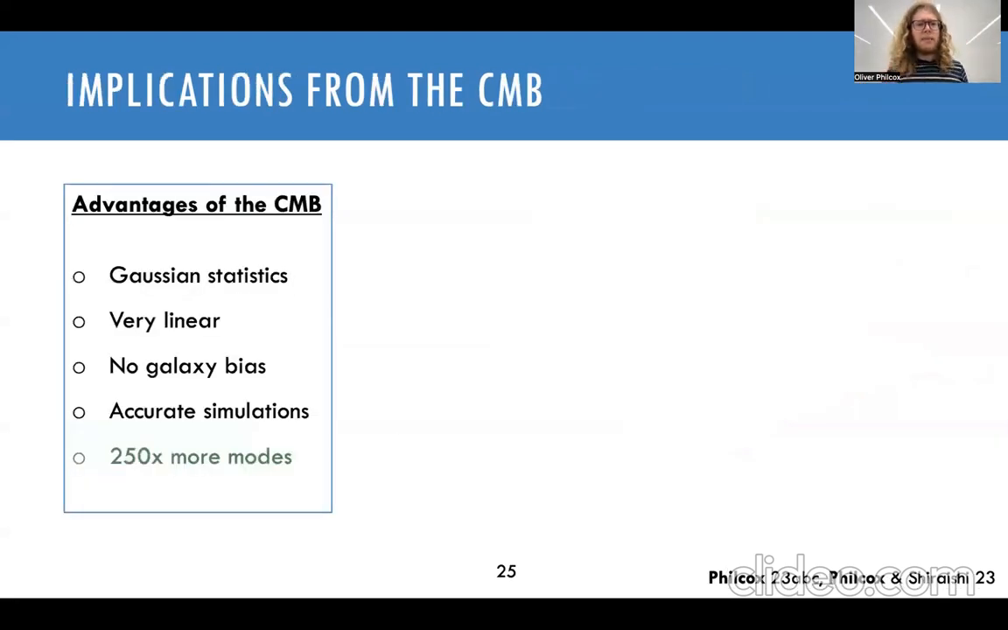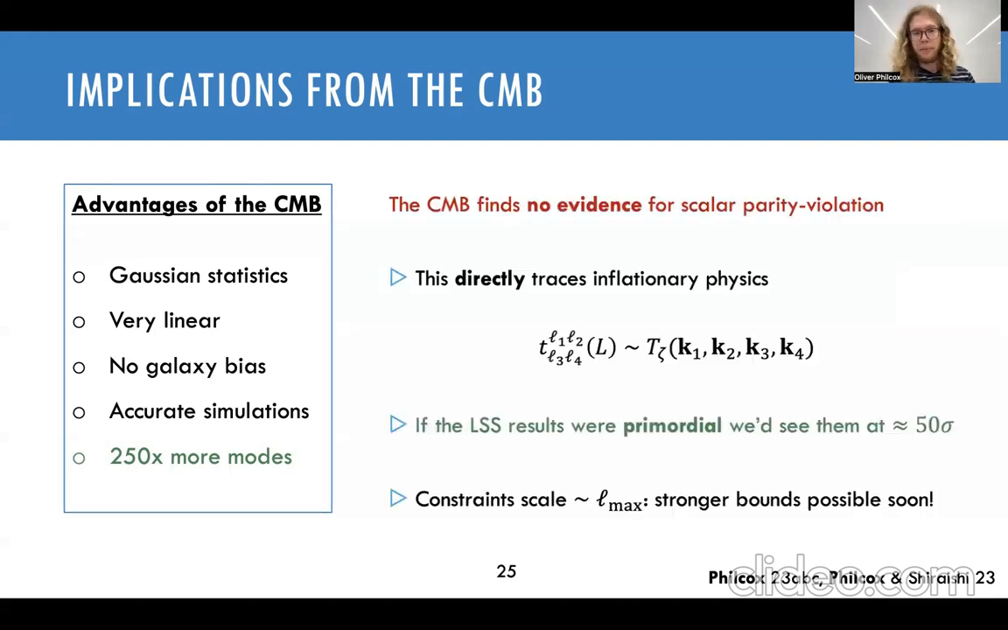So with that in mind, let me conclude about what we actually found from the CMB. I should say that the CMB is a really nice probe. As we've seen, it's very Gaussian and it's very linear. We don't have to worry about nonlinear gravitational physics, nonlinear galaxy bias, and simulations being a problem, because even our simple simulations very well represent our data. It's also a really constraining distribution. The CMB contains order 250 times more modes than the galaxy survey. And this means that if we're interested in primordial physics, it's a much more sensitive probe.